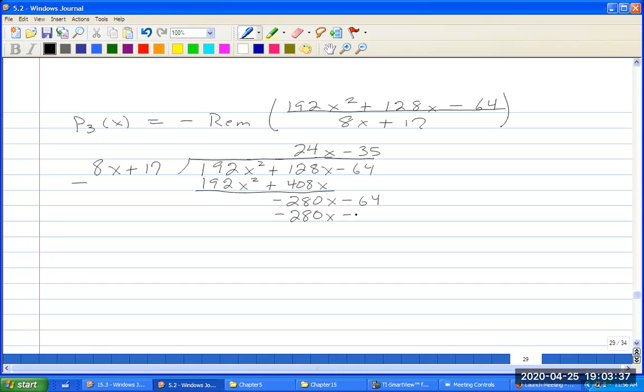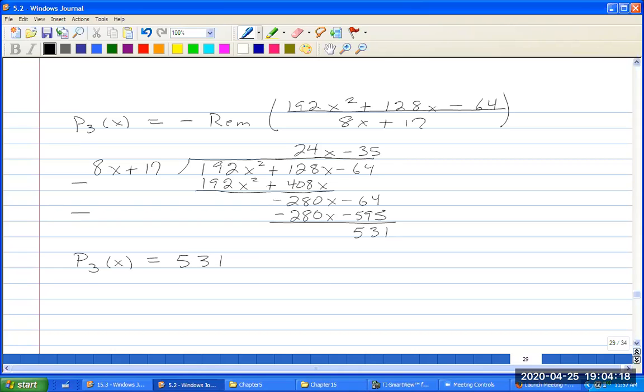Minus 595. Subtract. And so the negative 280x's cancel. Negative 64 minus a negative 595 is the same as 595 minus 64, which is 531. Okay. And so I get that p sub 3 of x is equal to 531.